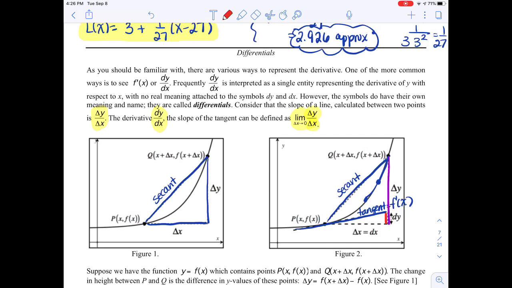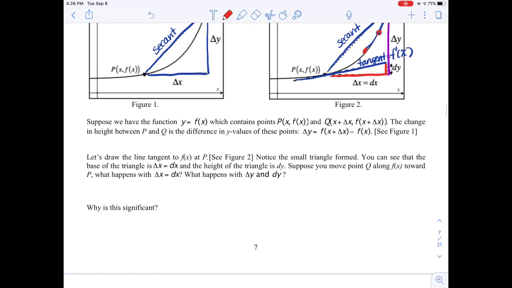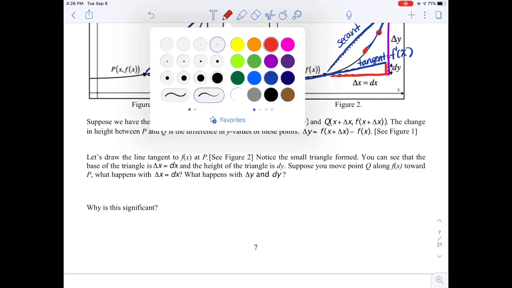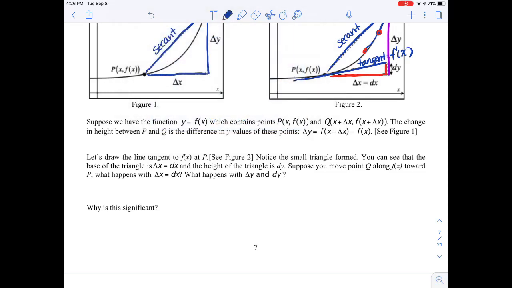So essentially, again, delta y and dy are similar. Delta x and dx actually are exactly the same. They don't change at all. Even as I move this point closer and closer, the delta x and the dx are going to stay the same. I'm actually going to change up a little bit of the questions that I have below, and then write out what the conclusion is as we get to this point.